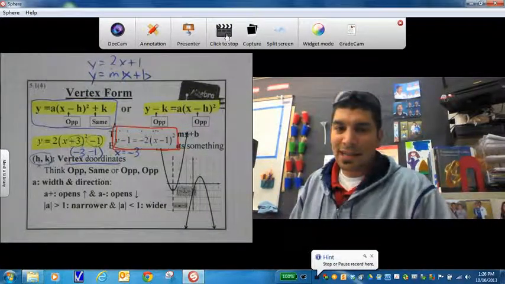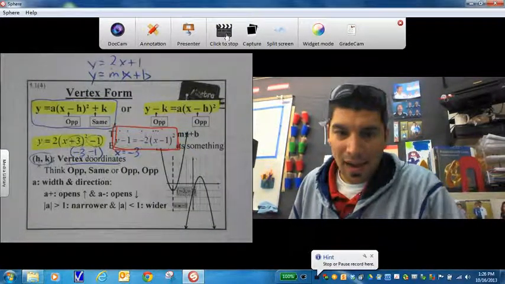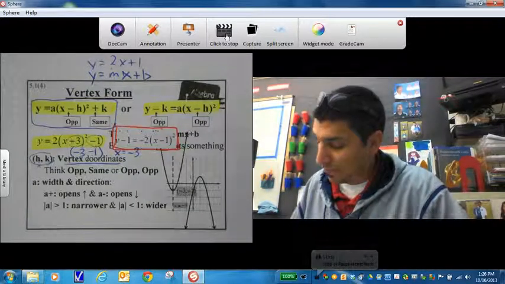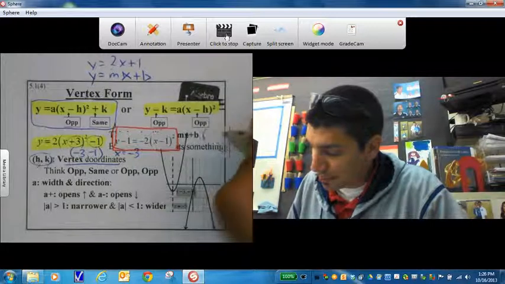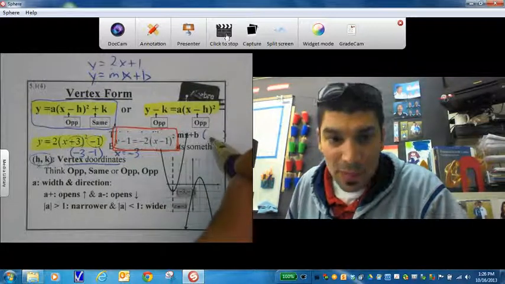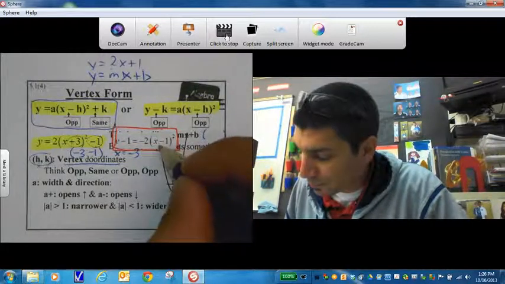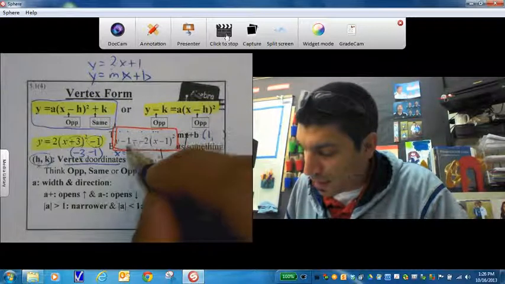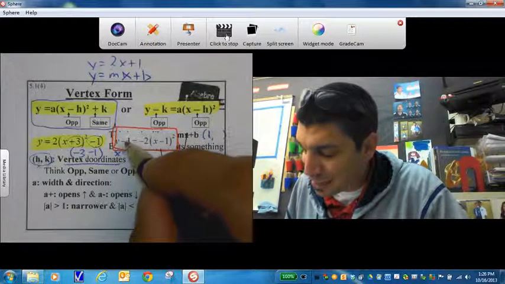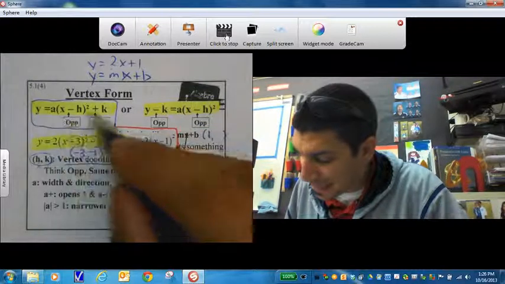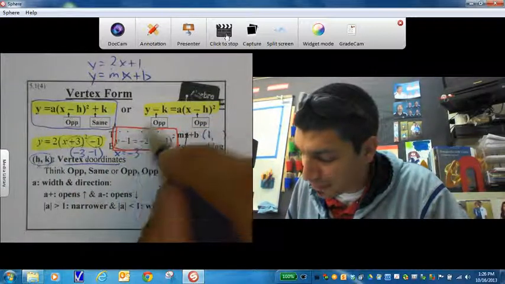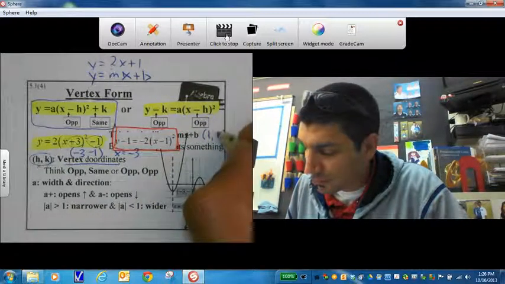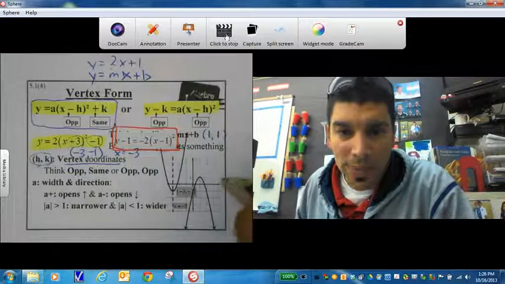So you had some time. I am hoping that this is what you got. Your vertex, I'm going to write it right here. Your vertex for this one, opposite 1. And because this is over on that side, because it's not outside the parentheses, it's opposite, opposite. So it should be 1, 1.